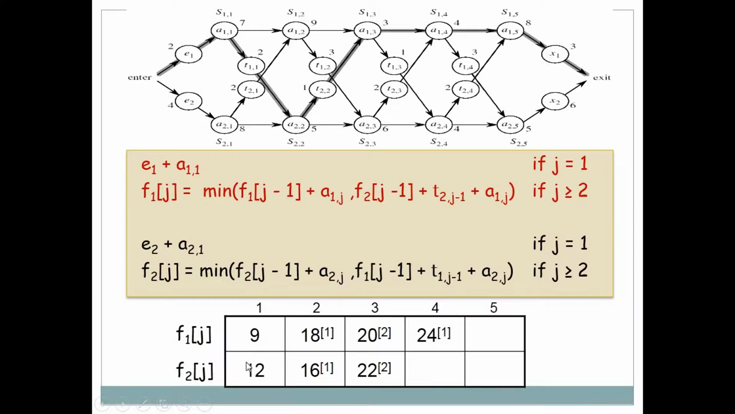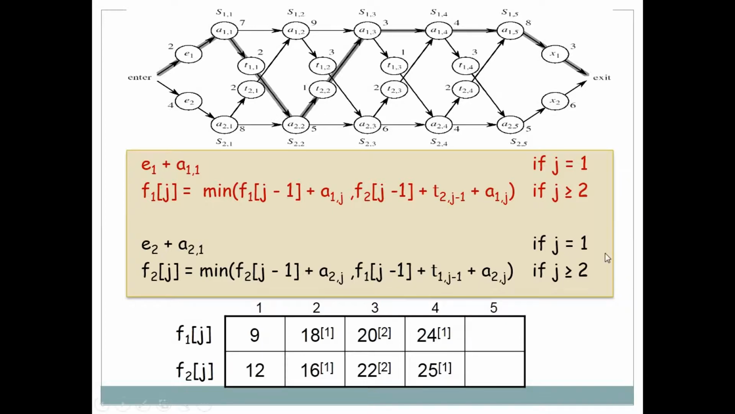Okay, now for f2j we will calculate for j is equal to 4. The minimum from f2 j minus 1 means our 22 plus a2j means 4. So 22 plus 4 is equal to 26. And another thing is f1 j minus 1 is 20 plus t1 j minus 1 means 20 plus 1 is 21, and a2j means 4. So 25 is there. So the minimum cost is 25, and it comes from assembly line 1.